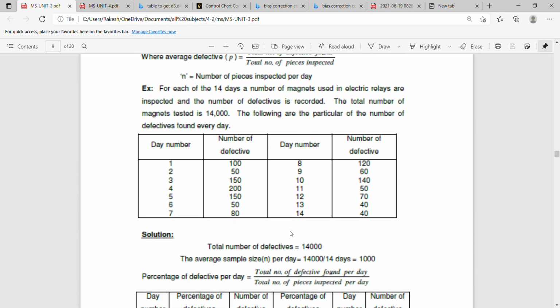So coming to the question, you can see that they tested 14,000 samples, and those were tested in 14 days. That means the average sample size per day: they tested 14,000 samples in 14 days, so on average they tested 1,000 samples per day. Suppose for day 1 they tested 1,000 samples and the defects are 100. For day 2 they tested 1,000 samples and the defects are 50. In this way we have to consider.